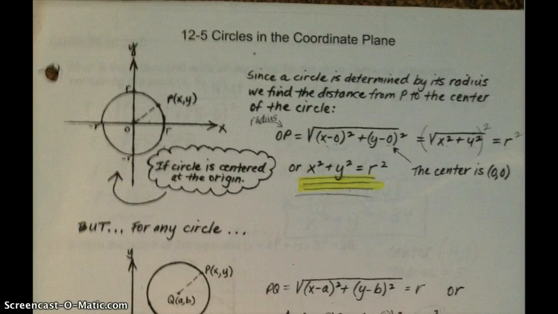Chapter 12, Section 5 is about circles in the coordinate plane. So here we have a coordinate plane with an x and y axis and a circle. And we know that the circle is determined by its radius. The radius is from the center to the outside of the circle.